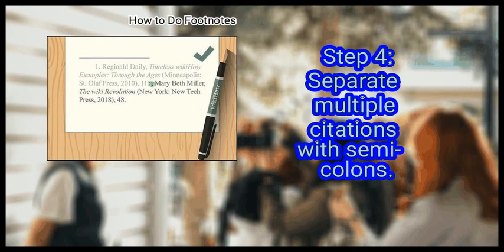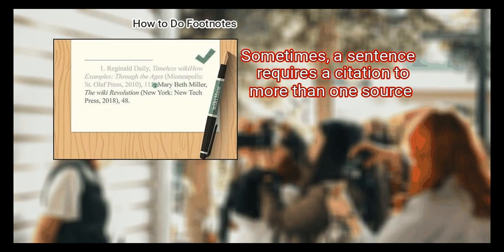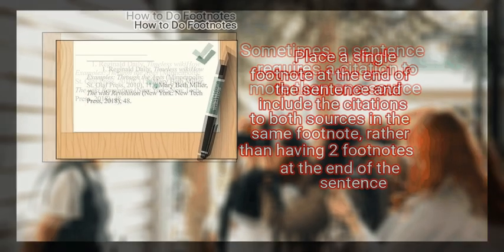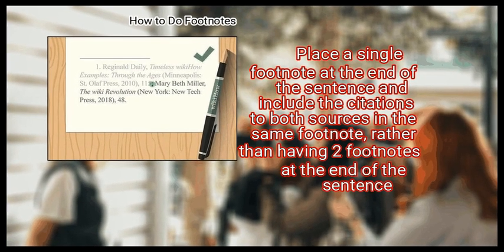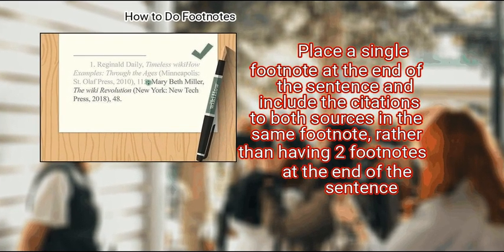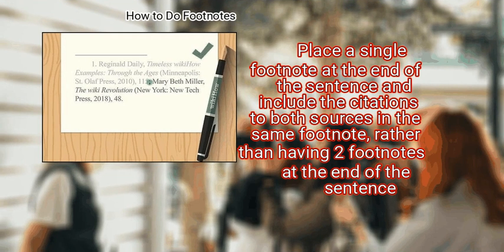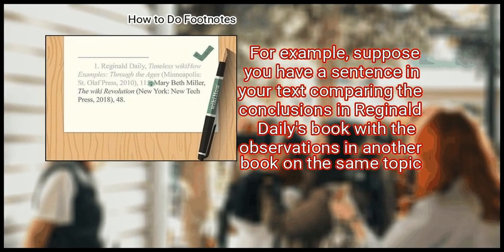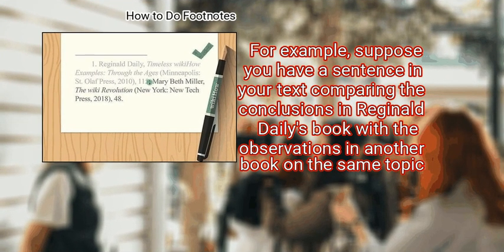Step 4. Separate multiple citations with semicolons. Sometimes, a sentence requires a citation to more than one source. Place a single footnote at the end of the sentence and include the citations to both sources in the same footnote, rather than having two footnotes at the end of the sentence. For example, suppose you have a sentence in your text comparing the conclusions in Reginald Daly's book with the observations in another book on the same topic.